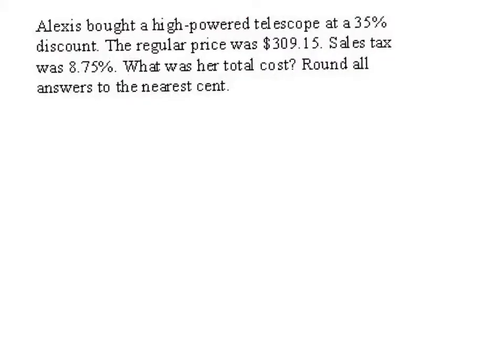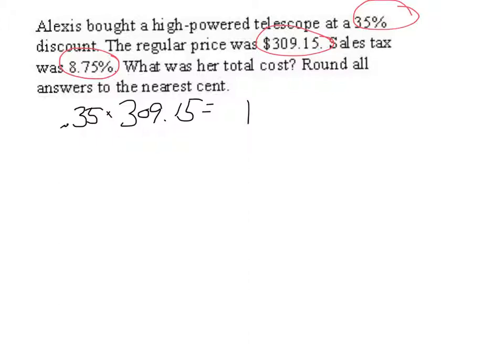Alexis bought a high-powered telescope at a 35% discount. The regular price was $309.15. Sales tax was 8.75%. What was her total cost? Round all answers to the nearest cent. First thing we want to find is her discount. So we're going to take 35% of $309.15. And we get a discount of $108.20, rounding to the nearest penny.